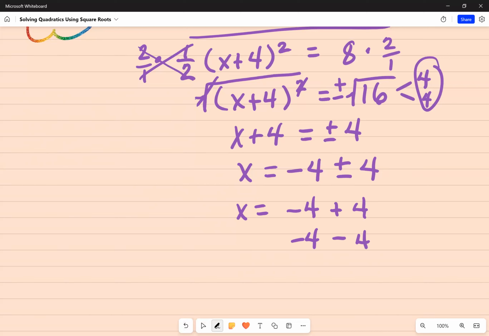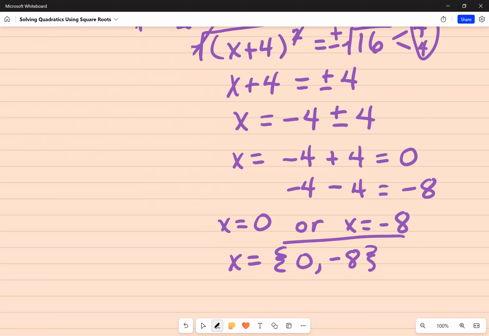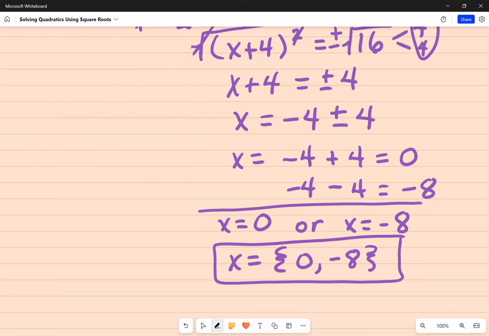Go ahead and simplify. So negative 4 plus 4 is 0. Negative 4 plus negative 4 is negative 8. Guess what? You just found 2 answers. Either way that I'm going to write it is acceptable. So x equals 0 or x equals negative 8. That's one way. Or you can say x is equal to the set of 0 and negative 8. Typically, you would write it in the order from lowest to greatest, but it's fine. So either one of these is acceptable.